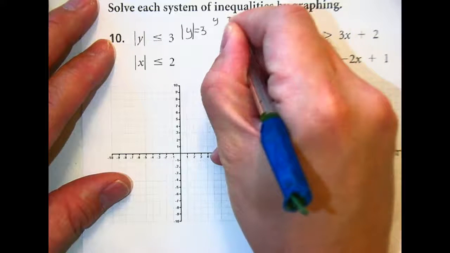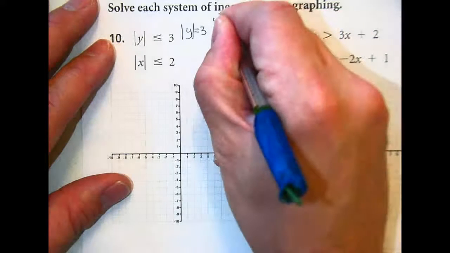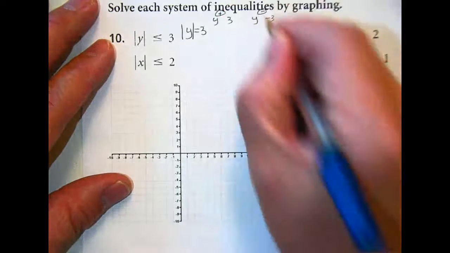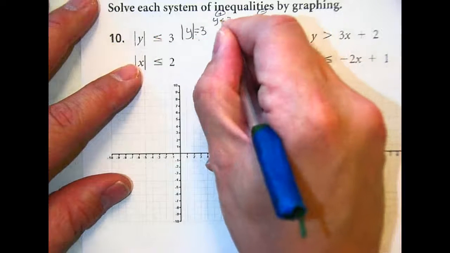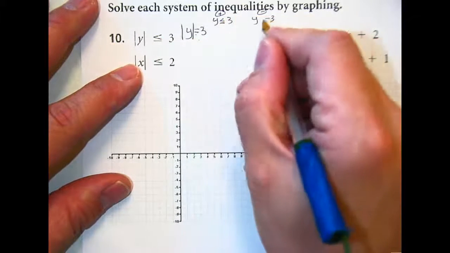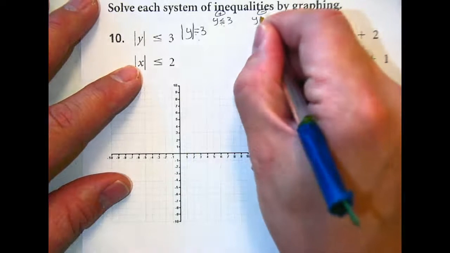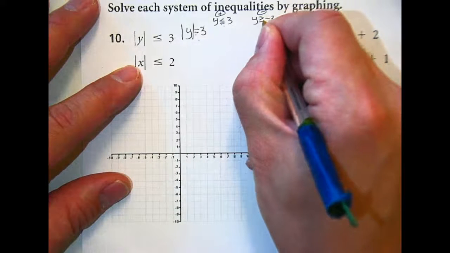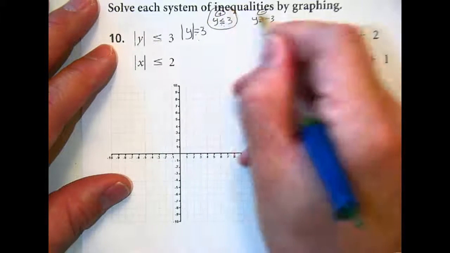Okay, but it is 3 and negative 3. So we have 3 and we have negative 3. This is our positive case. This is our negative case. Now note that it's not an equal sign. It's actually this symbol. And when we do a negative case, what happens to our sign? It flips. So rather than less than or equal to, we should have greater than or equal to. Okay, so those are two of the things we're going to have to graph.